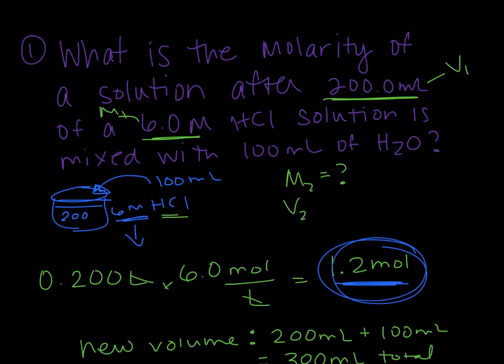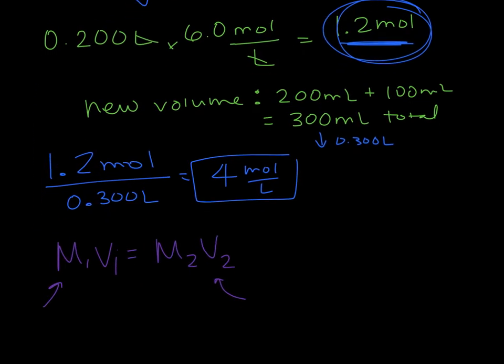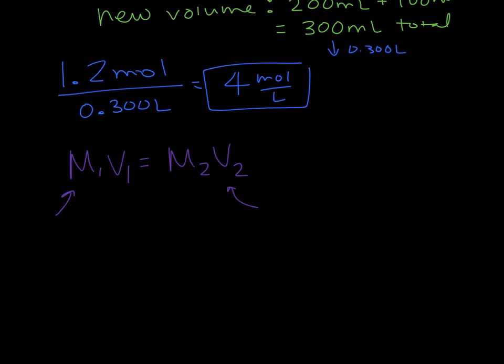And V2 would be my new total volume, which would be 300 milliliters. Okay, and so when I said they had to go together, this right here says milliliters of a 6 molar. So since this volume is related to this molarity, they have to be both either M1 and V1 or M2 and V2. Okay, so I'm going to go back down here and plug all that in.